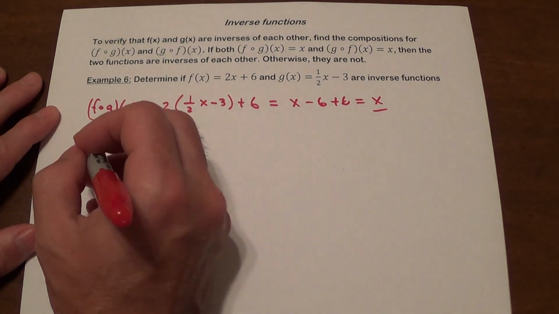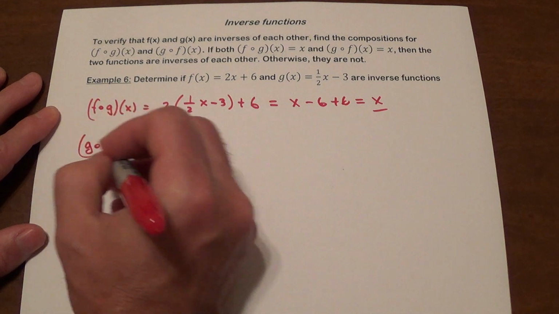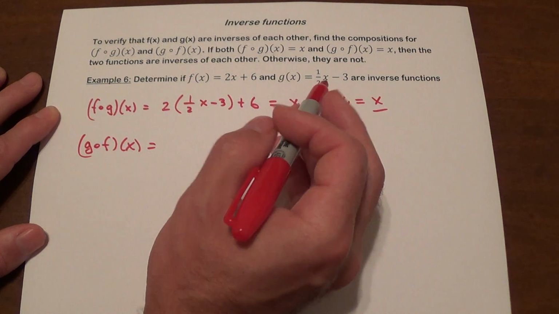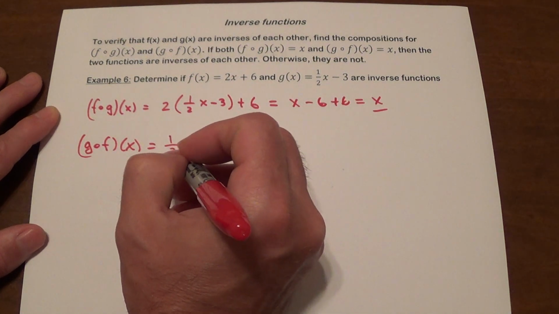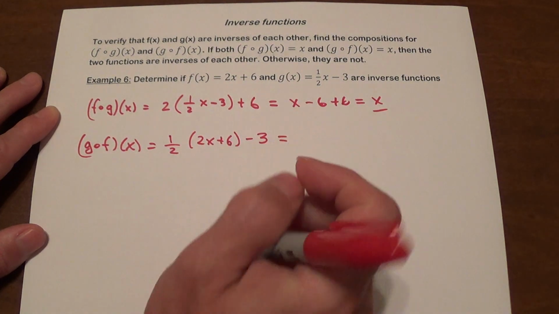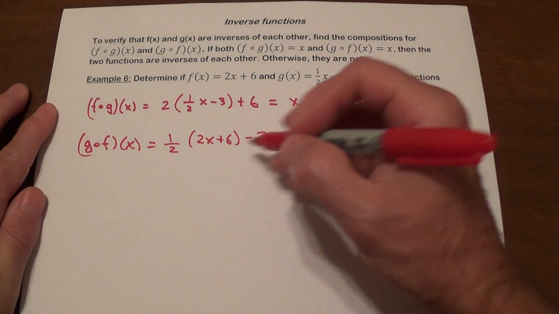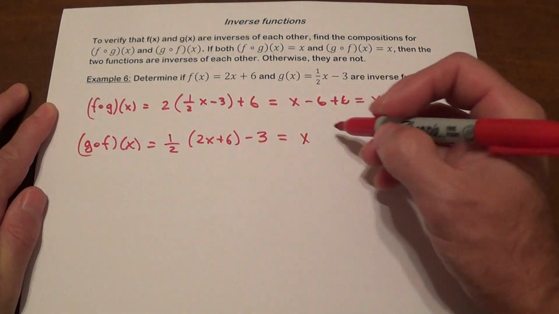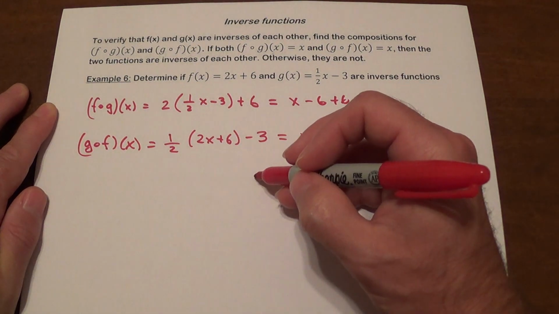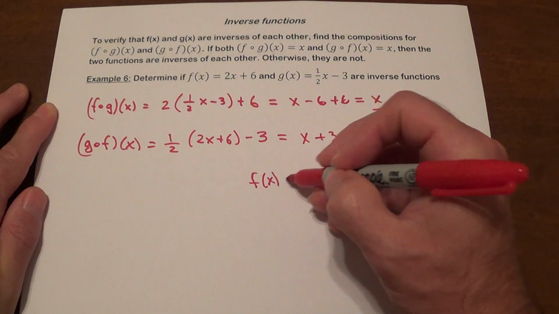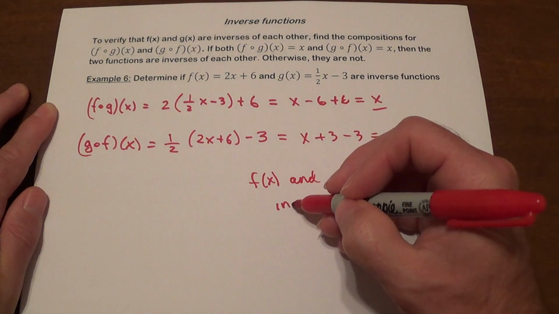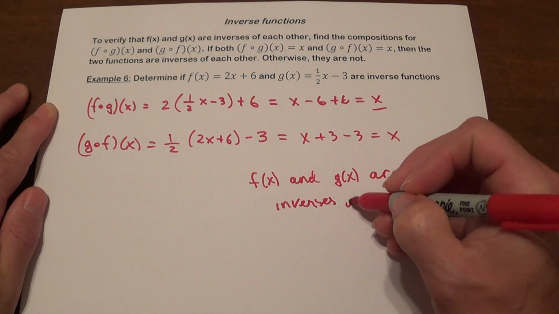What about the other way around? g of f of x. So now, no, I'm sorry, f goes into g, right? So it's going to be 1/2 (2x plus 6) minus 3. Then 1/2 times 2x is x, 1/2 times 6 is 3, minus 3. We got x also. We can say that f of x and g of x are inverses of each other.